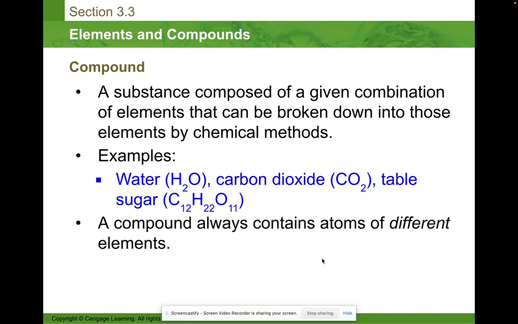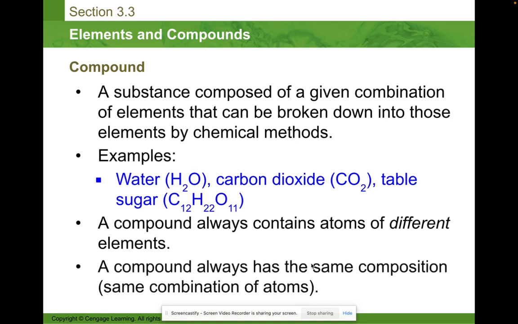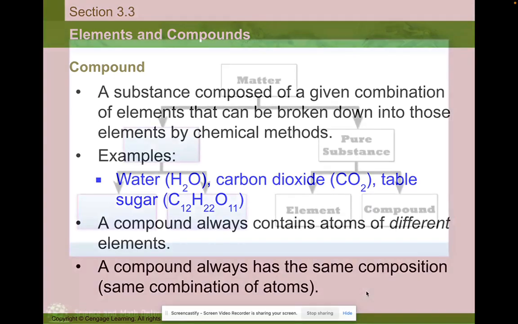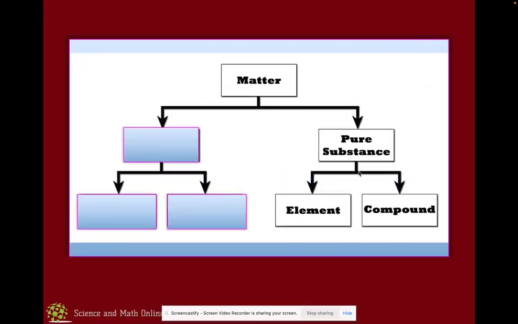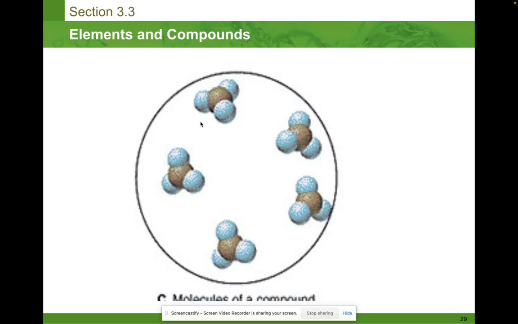A compound always contains atoms of different elements. Carbon and oxygen, hydrogen and oxygen, carbon, hydrogen, and oxygen. It always has the same composition. Water is always H2O. So now we have this side of our matter chart, pure substances, and we have 2 categories. So now let's look at the other side. Here's a picture of what a molecule of a compound might look like. So breaking it down into attached pieces of different elements.